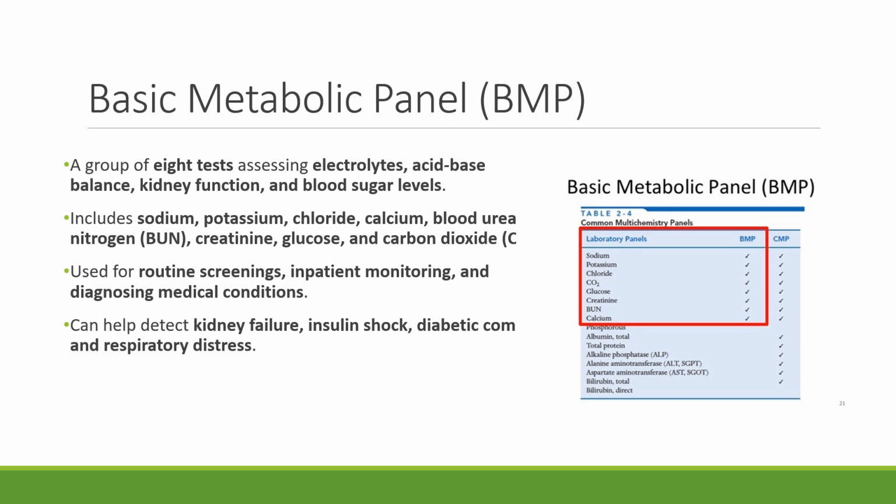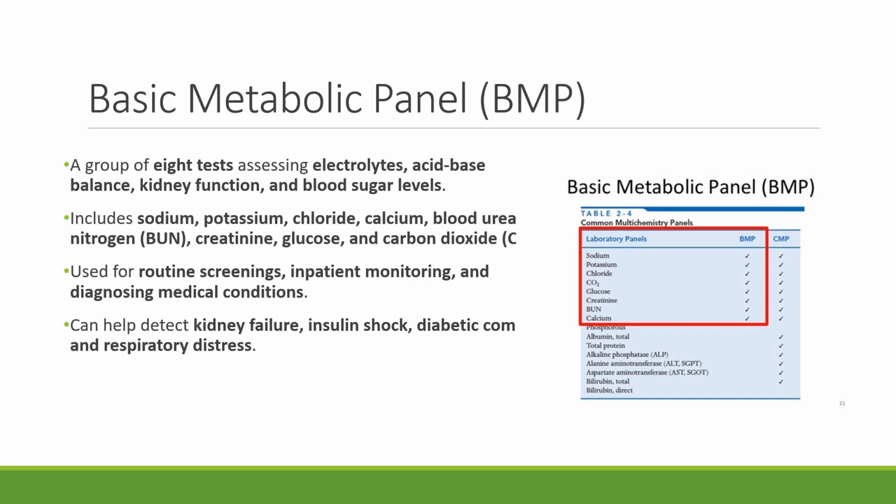Basic Metabolic Panel, or BMP, is a group of 8 tests assessing electrolytes, acid-base balances, kidney function, and blood sugar levels. It includes sodium, potassium, chloride, calcium, blood urea nitrogen, or BUN, creatinine, glucose, and carbon dioxide. It is used for routine screenings, inpatient monitoring, and diagnosing medical conditions. It can also help detect kidney failure, insulin shock, diabetic coma, and respiratory distress.